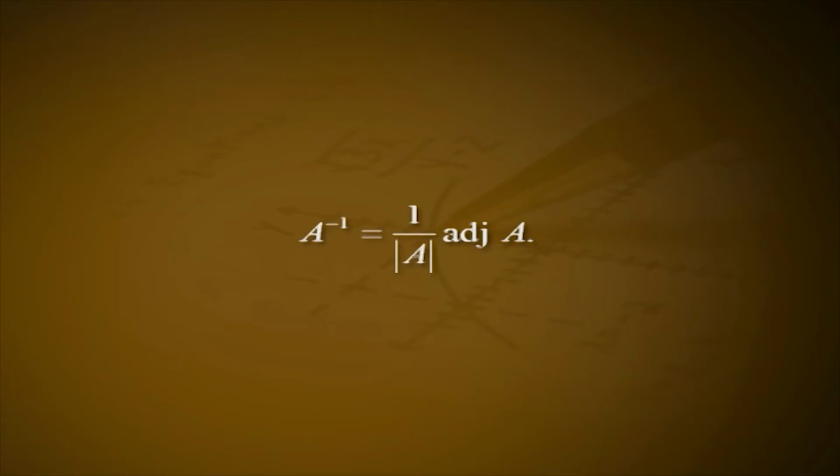Note, we can define B in equation 7 if and only if determinant of A is not equal to 0. In view of theorem 5, the inverse of A when determinant of A is not equal to 0 is given by the formula A inverse is equal to 1 by determinant of A into adj A. We note that if determinant of A is equal to 0, the inverse for the matrix A does not exist.